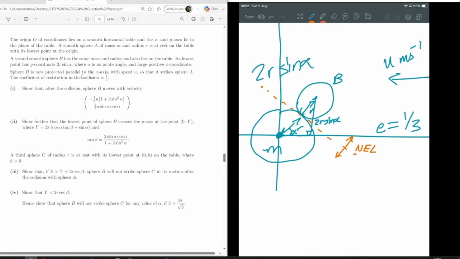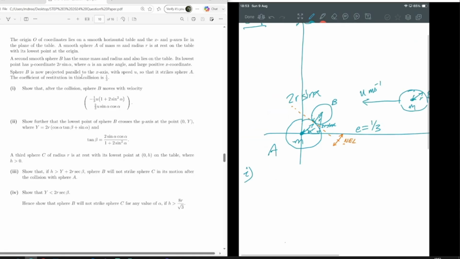These are smooth. Yeah, smooth spheres. So there's no friction along this line. So along that line, everything is happy, and it's Newton's experimental law that happens in that direction. Which means we need to be a little bit careful when we come to choosing what our initial and final velocities are.